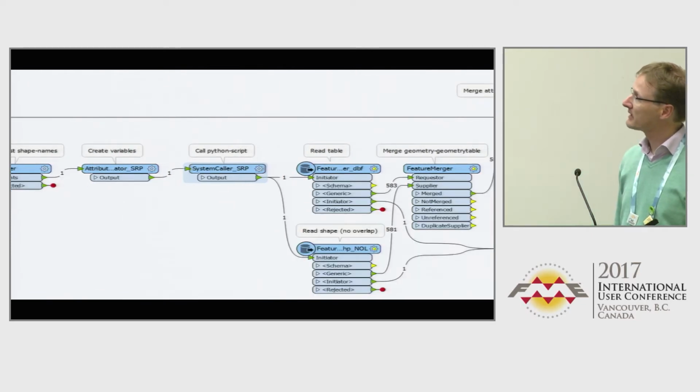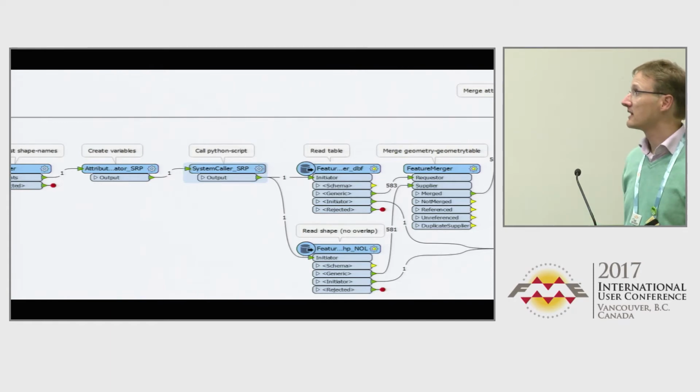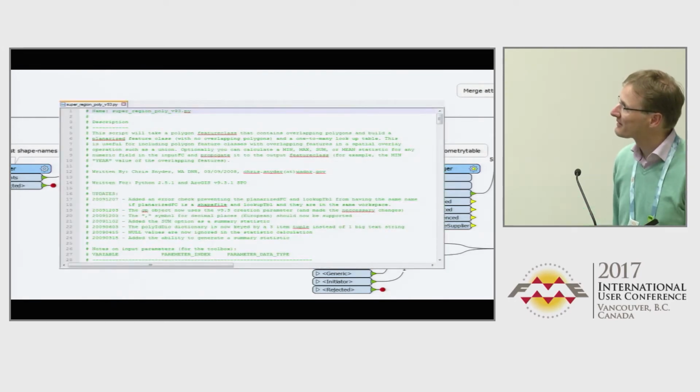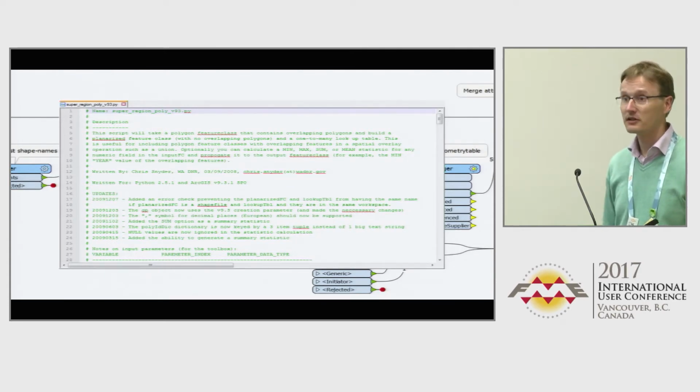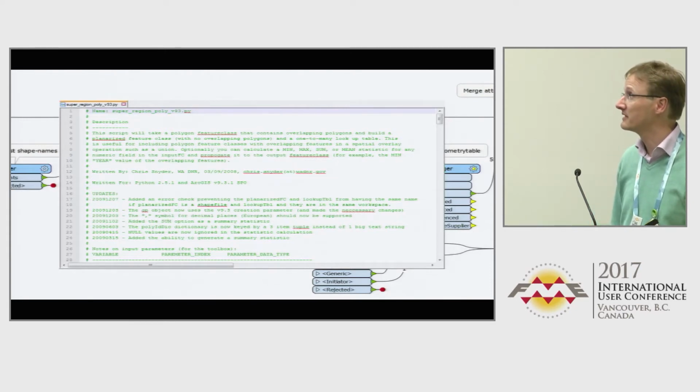And after the magic is done, I can read a table, read the clean geometry, and merge it again to my end result. So this is what the Python script looks like. It's an old one from the US. It's a super region poly. You can still find it on the internet. It's a great one, and it really does the job.